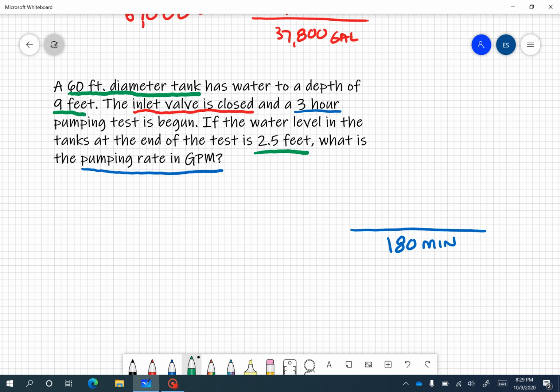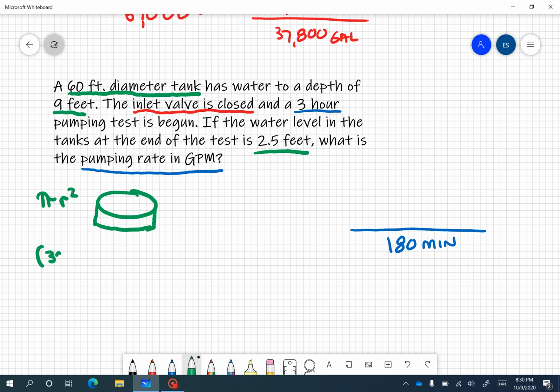Now I am partial to pi times radius squared to determine the area of a circle. What we need to do in this case is get the surface area of the tank, and then we use the water levels to determine the depth or height to complete our volume calculation in cubic feet, and then we have to convert that into gallons. So let's set our problem up like this. A 60-foot diameter tank means that the radius is 30 feet.